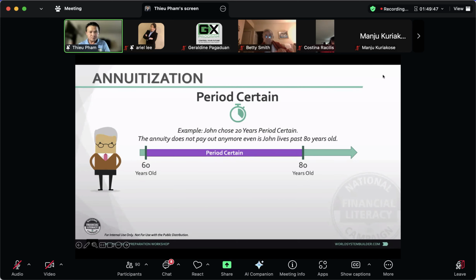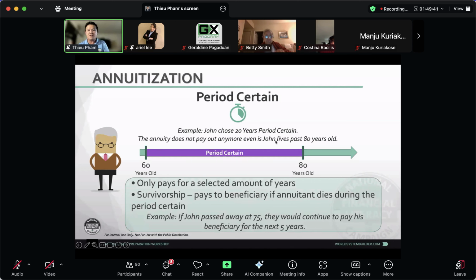Okay, at 80, the annuity does not pay out anymore, even if John lives past 80 years old. Okay, so that means you only guarantee 20 years. It only pays for the selected number of years. For example, John started collecting at 60. He passed away at 70. So the next person, the beneficiary, can collect the money until 80. Okay. So the survivorship pays the beneficiary if the annuitant dies during the period certain. So if John passed away at 75, they would continue to pay his beneficiary for the next 5 years. So this kind of plan is fixed for 20 years only. Okay.